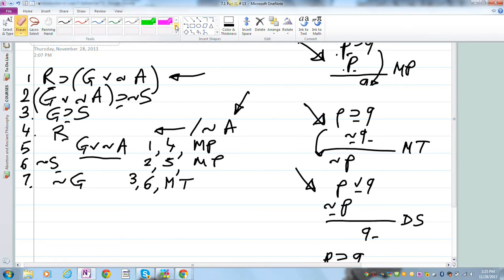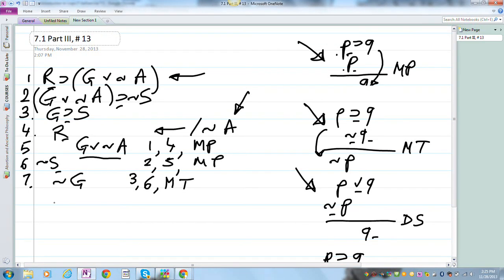Back to my pen. Line 8, infer not A by 5 and 7, disjunctive syllogism. Yes. And you're done, because you were trying to produce not A, that was the conclusion, and you reached not A.